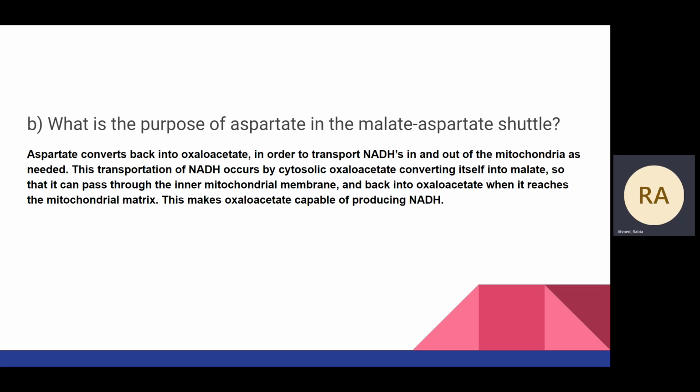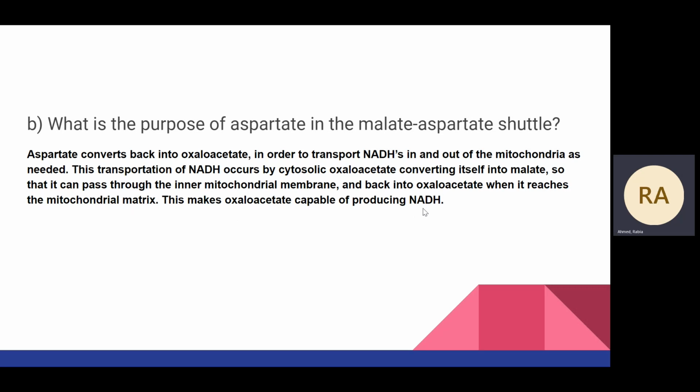needed. This transportation of NADH occurs by cytosolic oxaloacetate converting itself into malate so that it can pass through the inner mitochondrial membrane and back into oxaloacetate when it reaches the mitochondrial matrix. This makes oxaloacetate capable of producing NADH. Since the oxaloacetate cannot go through the inner mitochondrial membrane, it has to convert into malate, and then it can go into the mitochondrial matrix in order to produce NADH.